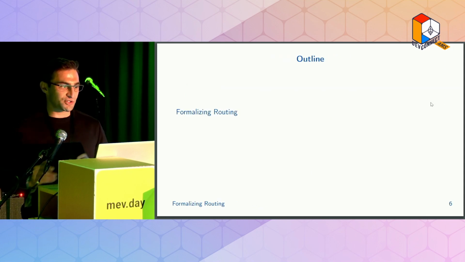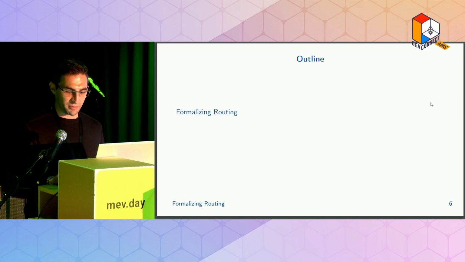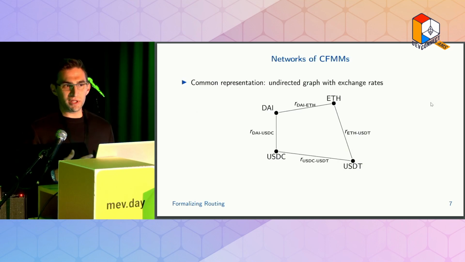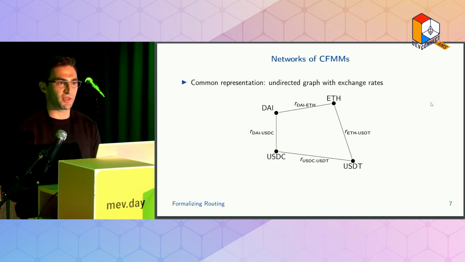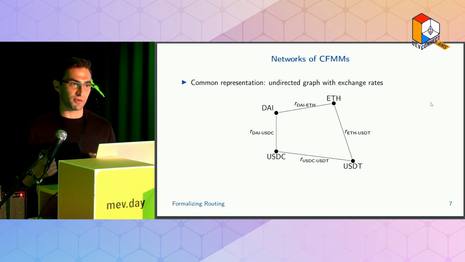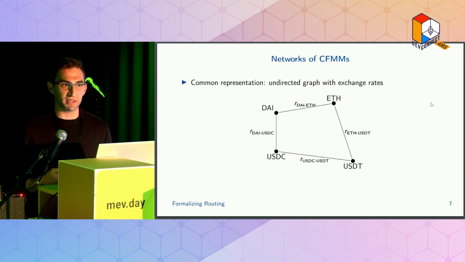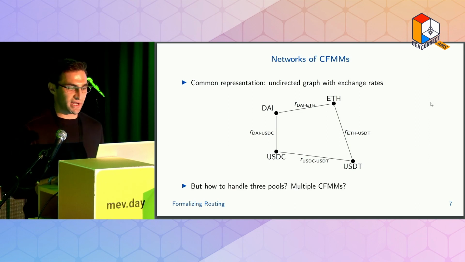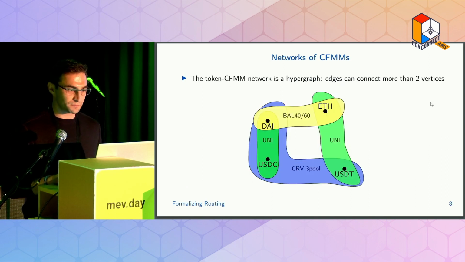So with that, we're going to actually use this to formalize what the routing problem is. And when we look at networks of CFMMs, a lot of times these are represented by a graph. So one common thing that I've seen a lot is using the tokens as the nodes and then putting the edges as basically the exchange rates between these two. One issue with this is it's hard to handle things like 3 pools, and also a lot of times we have multiple CFMMs where I can exchange one token for another. So for example, for DAI to ETH, I can go to Uniswap for that, go to Balancer, and so on.